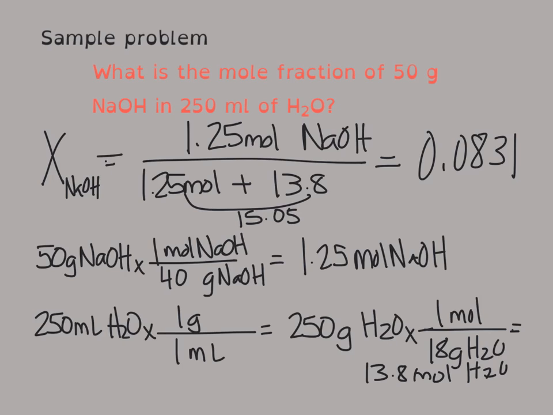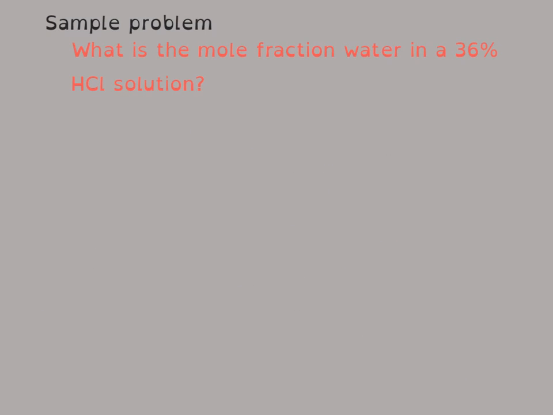So you need to make sure that you've labeled it as X nearby. Here's a little bit more challenging problem. This problem is telling us that we have 36% HCl solution, which is a concentrated hydrochloric acid solution, and it wants to know the mole fraction of water.